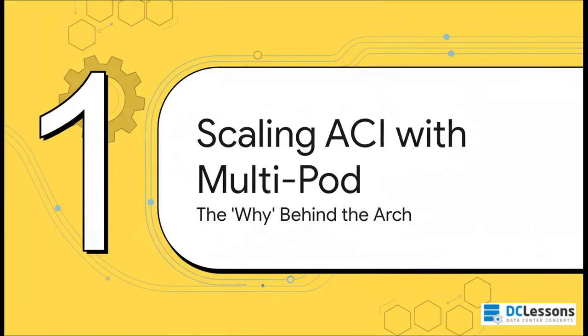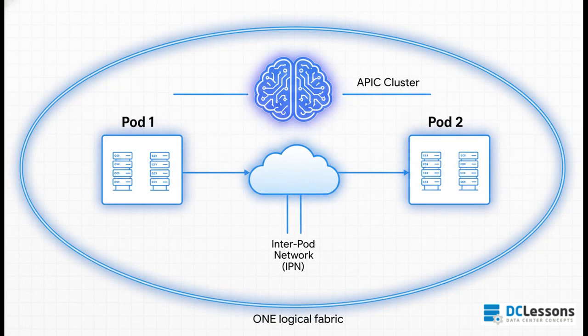All right, Section 1. Let's start with the big picture, scaling ACI with multipod. We're going to cover the why behind this whole thing. Now, this is absolutely key, so listen up. Multipod is not about gluing two different ACI fabrics together. Think of it more like taking a single piece of elastic fabric and stretching it over multiple points. It's still one logical fabric, all managed by one APIC cluster.